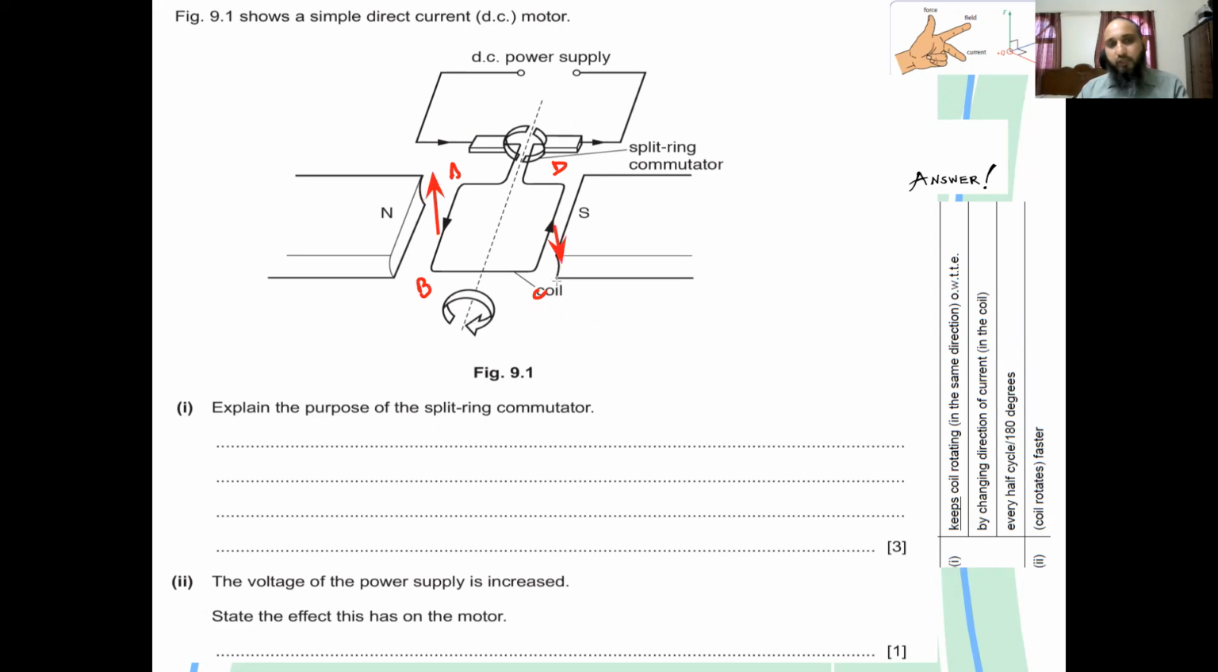And for C to D, the index finger points towards the south. The second finger represents the direction of the current, which is from C to D. And my thumb is pointing down. So as a result, it will experience a downward force. So one side experiences upward, the other side downward, and it will start to rotate.